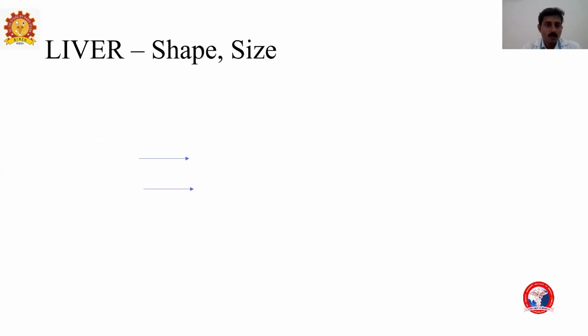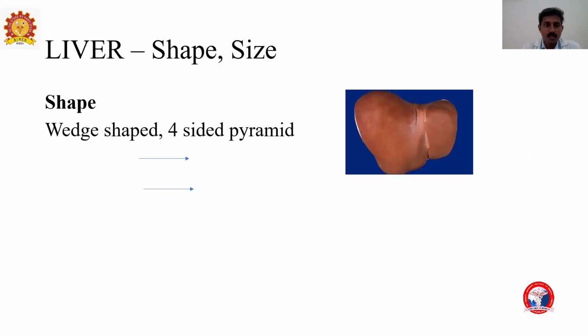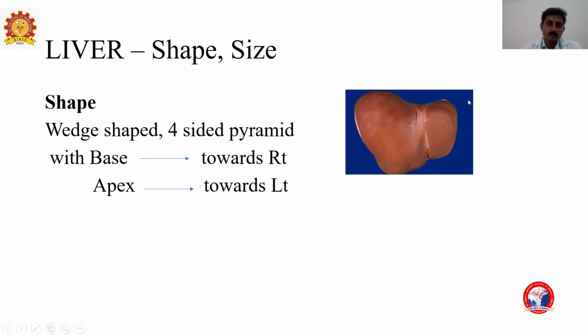Now we'll move on to the gross features, especially the shape and size. This is the dissected image of a liver. It's wedge shaped, like a pyramid. What does a pyramid have? A pyramid has an apex and a base. Most students make the mistake of thinking this part is the apex of the liver. It's not the apex. Here is the apex, pointing towards the left side of the body, and the base is pointing towards the right side of the body.